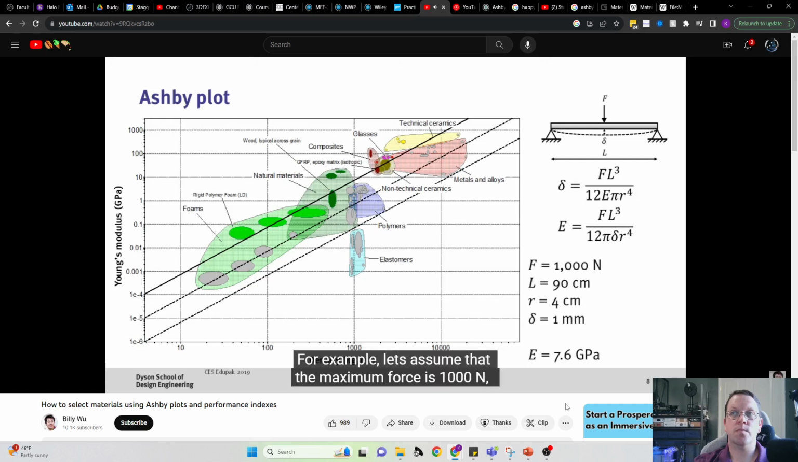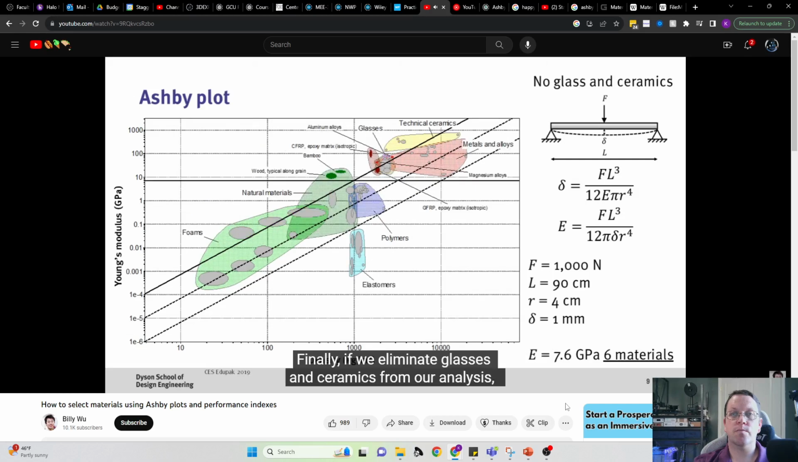For example, let's assume that the maximum force is 1000 newtons, the length of the beam is 90 centimeters, the radius is 4 centimeters, and the maximum allowable deflection is 1 millimeter. If we put these numbers into the equation, we can get a lower limit for our Young's modulus, which is 7.6 gigapascals. Finally, if we eliminate glasses and ceramics from our analysis, we get to 6 remaining materials, which is much more manageable to do an in-depth analysis.